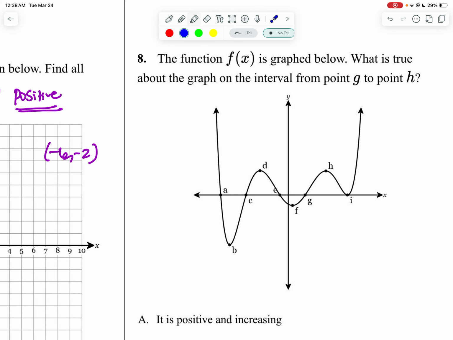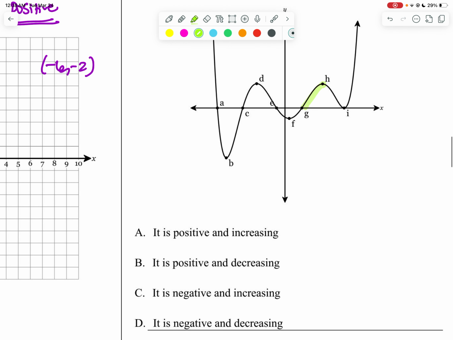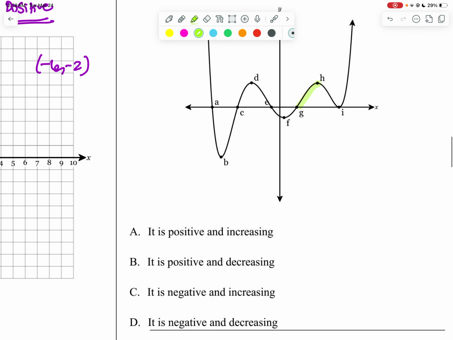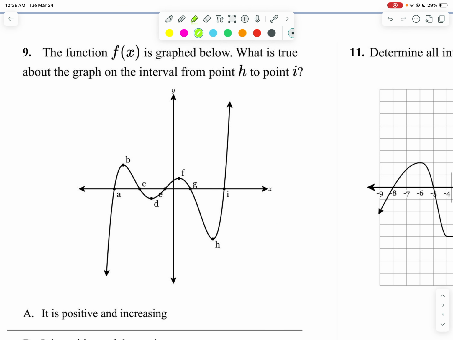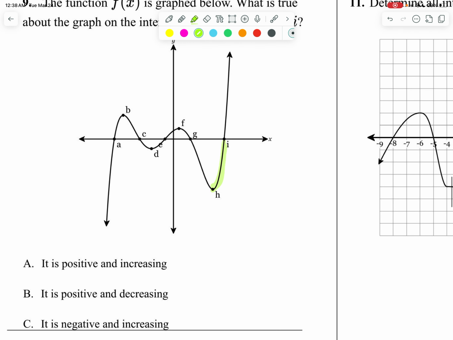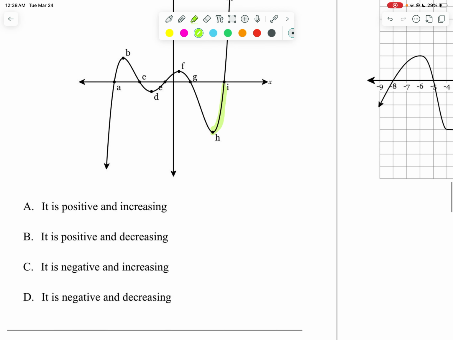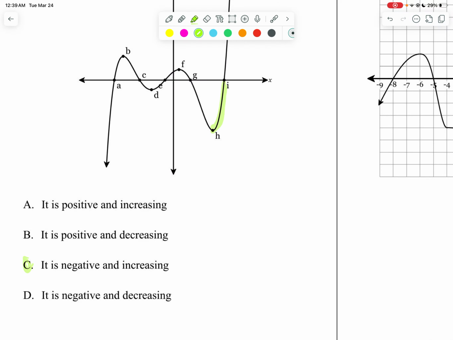Going from G to H, notice how from G to H we are increasing because we're going up, and we're also positive because it's above the x-axis. So G is positive and increasing, G to H. Now H to I, we're increasing because we're going up, right? But notice how it's below the x-axis. So we know that it's going to be negative, but we're still increasing.